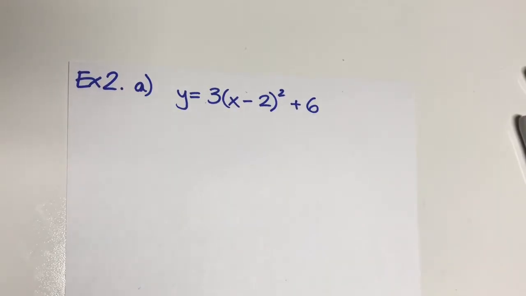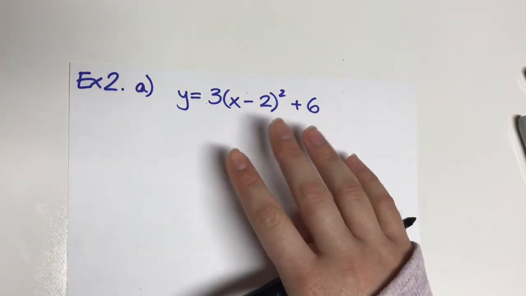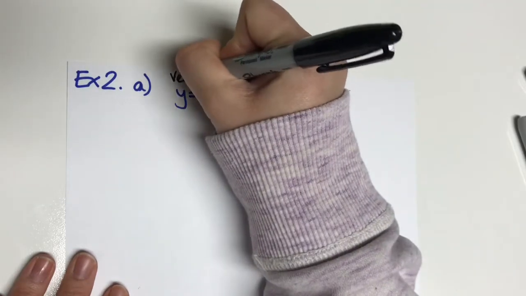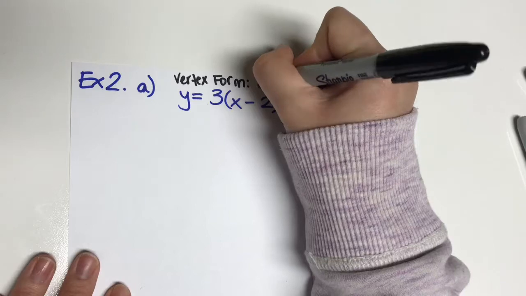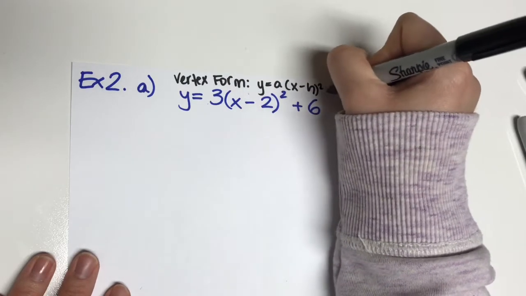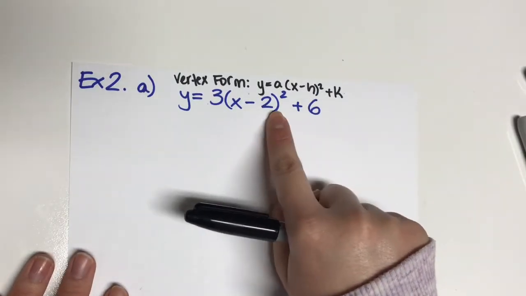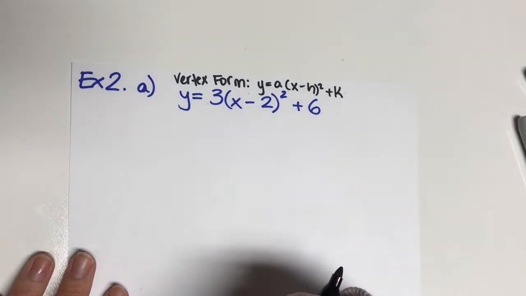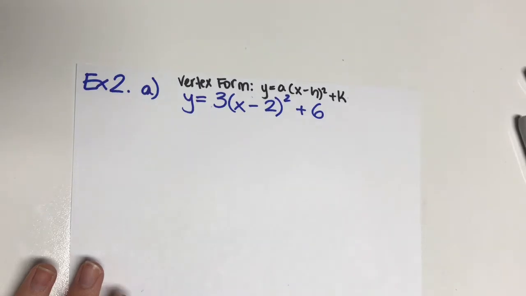Okay, so I'm going to be taking this equation, which is currently in vertex form. Remember, vertex form is y equals a, and then in brackets x minus h squared plus k. So in this case, my h is 2 and my k is 6, so my vertex is (2, 6). And I want to change it into standard form.